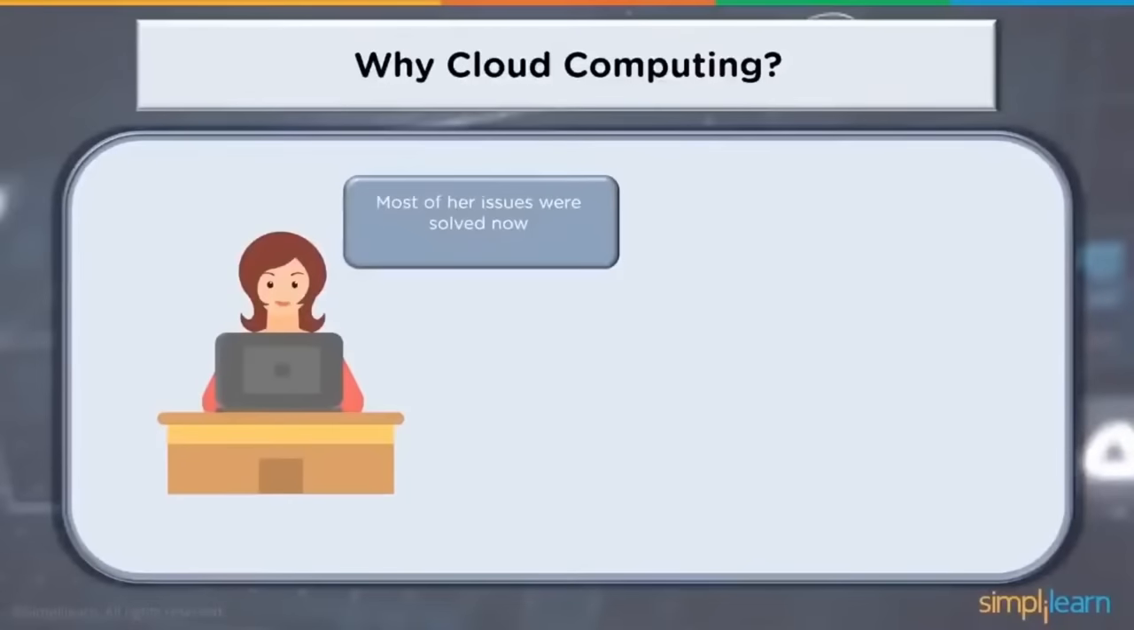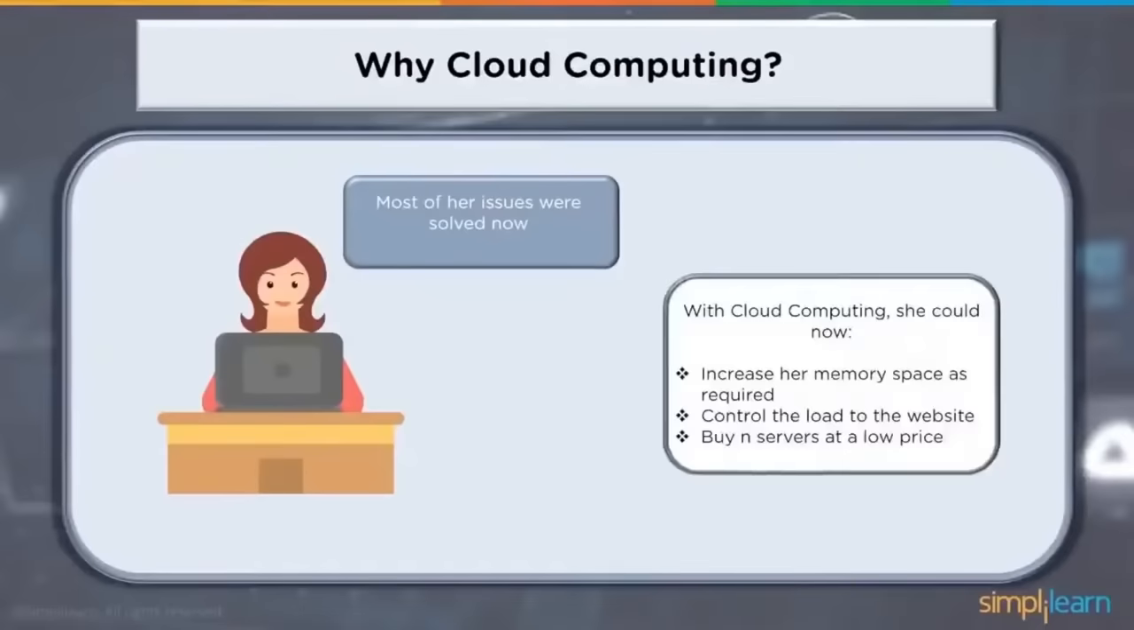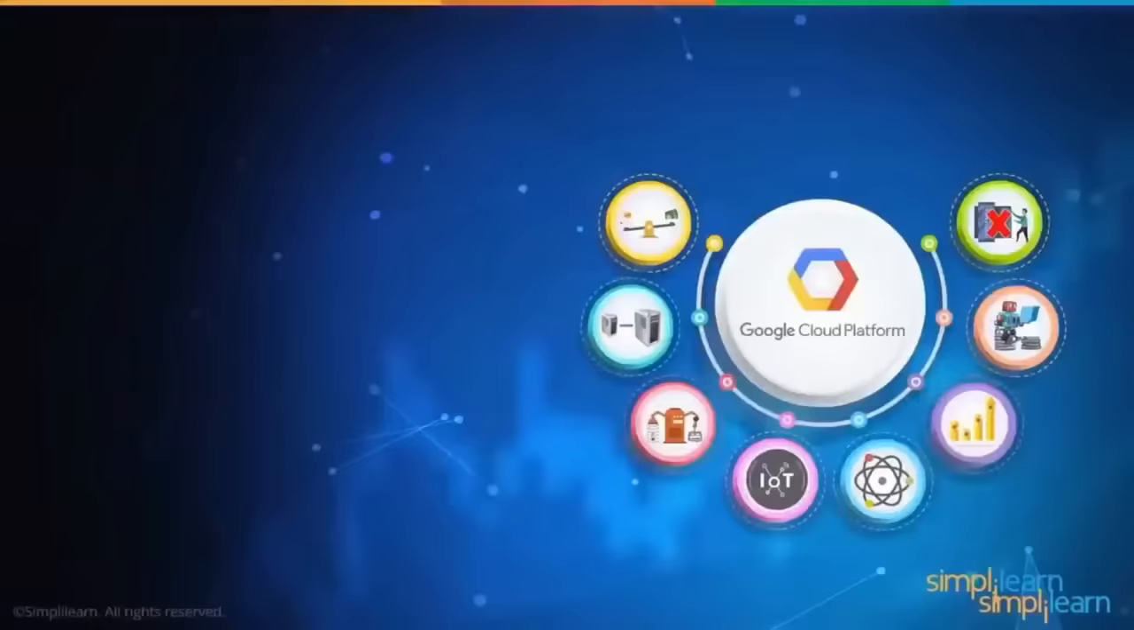Most of her issues were solved when she started using cloud computing, and with cloud computing, she could increase her memory space as required, that is on demand, control the load to the website, that is basically load balancing and handling more requests on the website or requests per minute, buying servers at a lower price, that is scaling up or down based on the requirement.